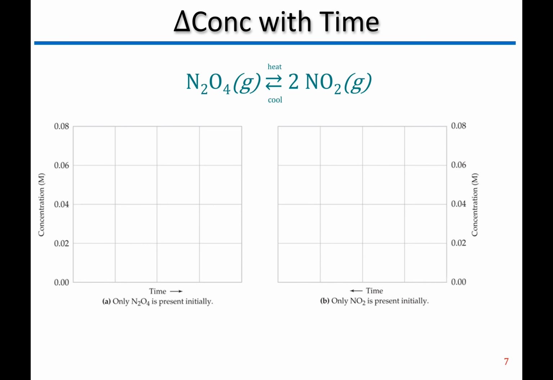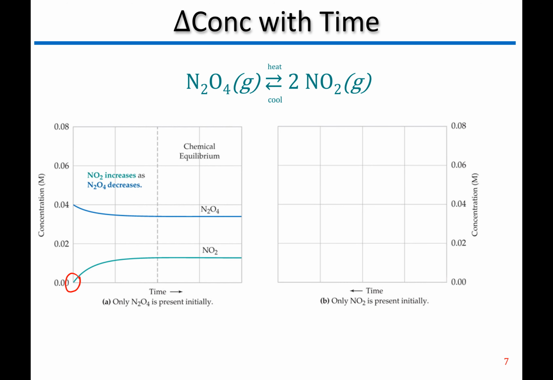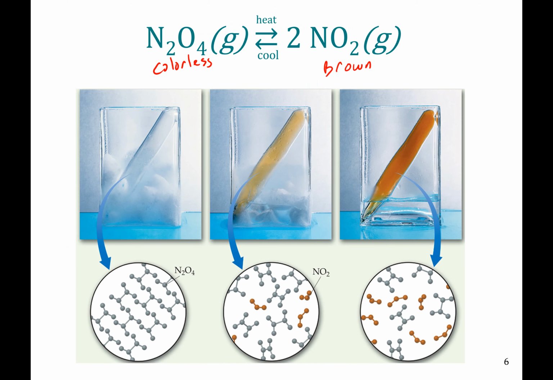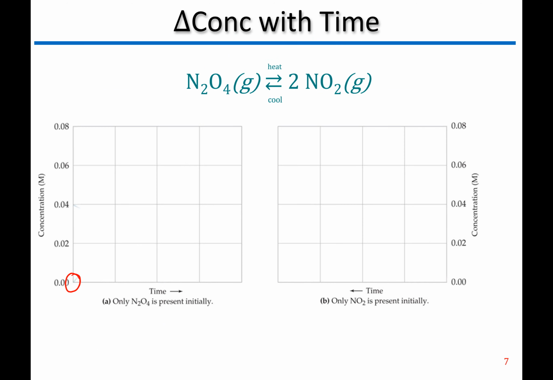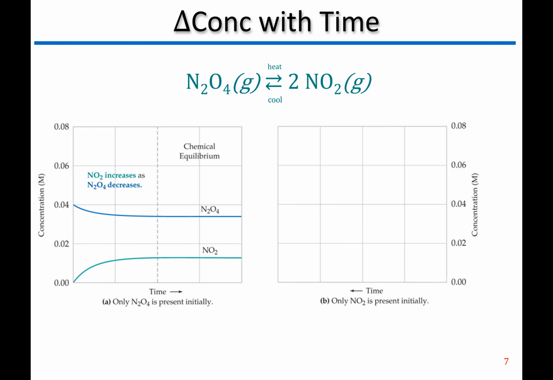So first let's look at our plots. We have concentration on our y-axis, and we have time on our x-axis. Okay, so let's look at what happens when the reaction proceeds. So we start out with no NO2. Remember, this is if we started from the very cold reaction mixture, which was colorless. We start out with only N2O4 present, some moderate amount of it. As the reaction proceeds, the amount of N2O4 decreases. Okay, so you can see that it's going down, and the amount of NO2 increases.